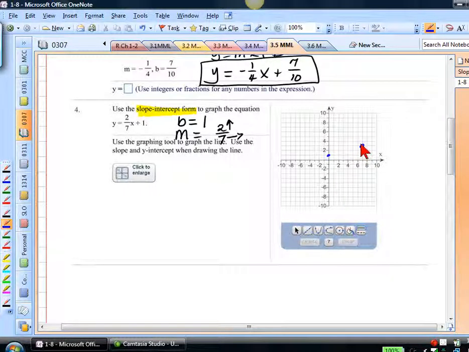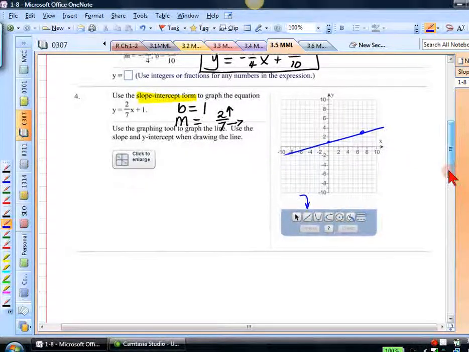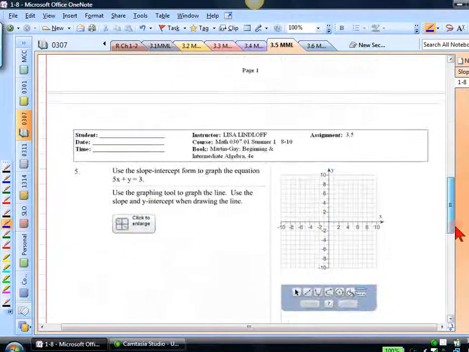Now, when you do this in MathLab, you're going to have to use the line tool. You will click on the y-intercept. That'll anchor the line, and then you just visually go up 2, right 7, and click again to anchor it at the second point. And there's your line. Begin at the b value, move according to the slope. Is everybody okay? Any questions about graphing? All right, let's graph the next one.